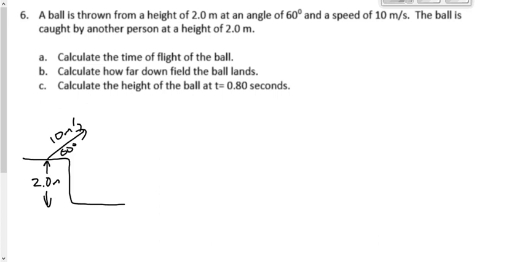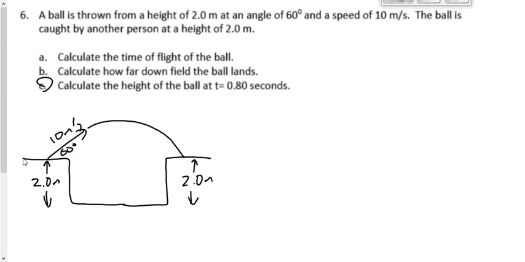Okay, now it's caught by another person at a height of 2 meters. So here's a person, let's say it's caught by another person over here at a height of 2.0 meters. We want to know the time of flight of the ball. We want to know how far it lands, how far downfield it lands, and the height of the ball at 0.80 seconds. This is a good question, actually, C especially.